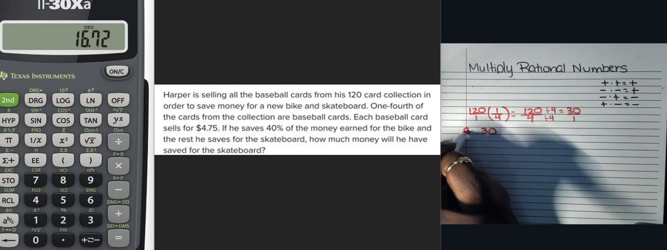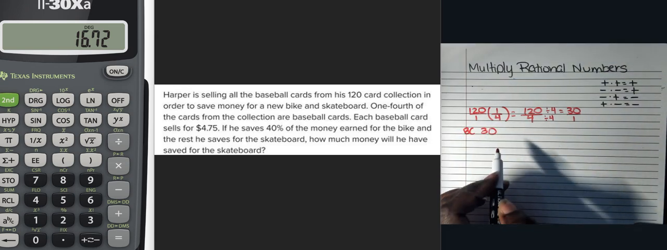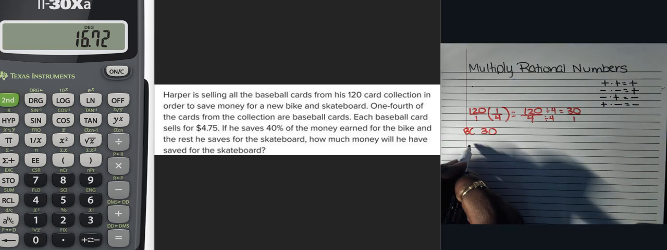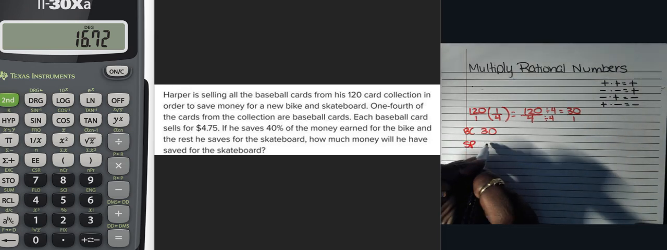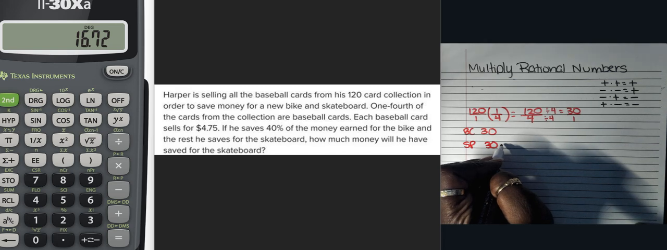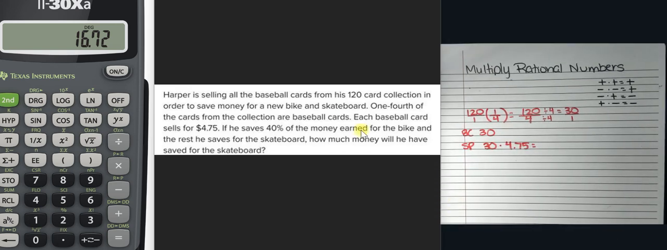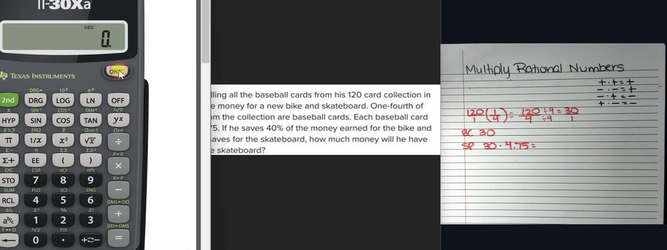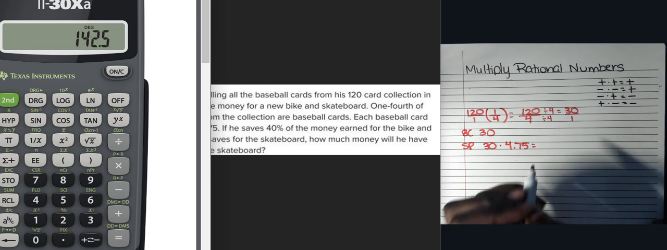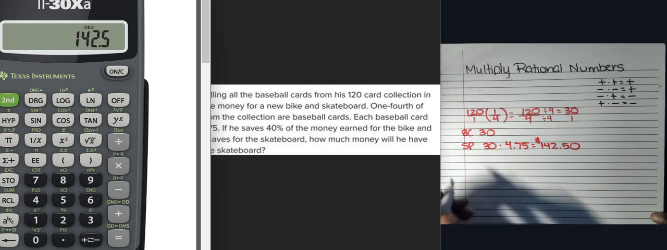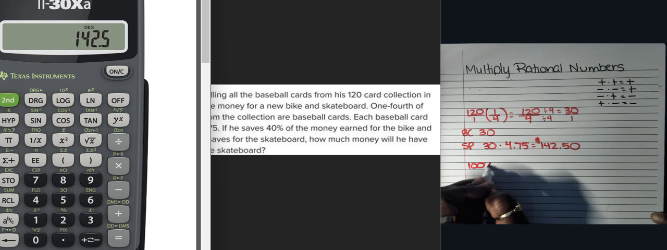Okay, so we're going to call them BC, baseball cards. And he's selling those for $4.75. So each one of them, we're going to say sell price, is the 30 cards times $4.75. So if we plug this into our calculator, 30 times $4.75, we come out with $142.50. So this is how much money he has. That's 100% of what he has.